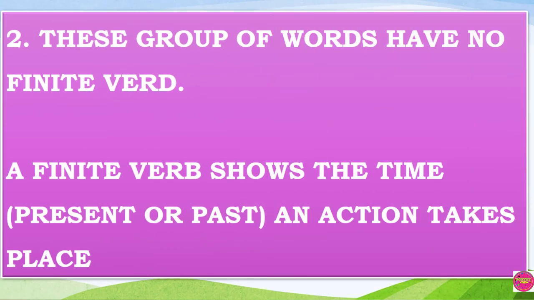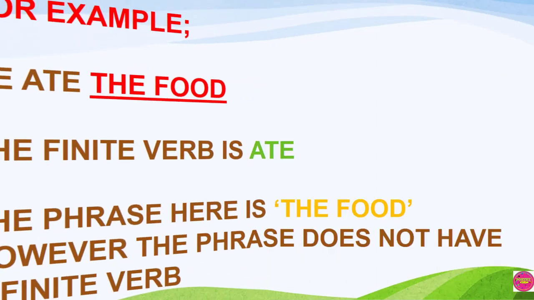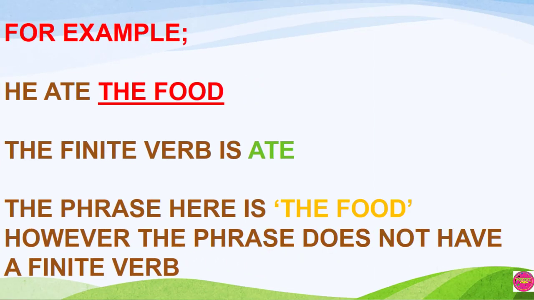2. This group of words have no finite verb. A finite verb shows the time, either present or past, that an action takes place. For example, he ate the food. The finite verb here is ate. The phrase in this sentence is the food. However, the phrase does not have a finite verb, the food.